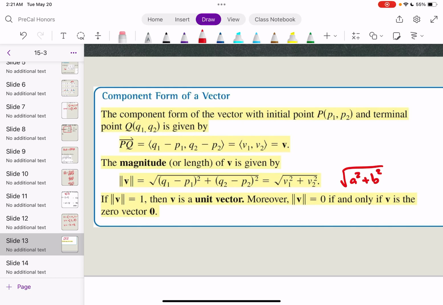Keep in mind, if the magnitude of our vector is equal to 1, then it is a unit vector. This was similar to when we were completing the problems on, I believe, slide 10, when we not only went ahead and solved for the vector, but we also plugged it back in to determine if it equaled 1, then it was a unit vector.